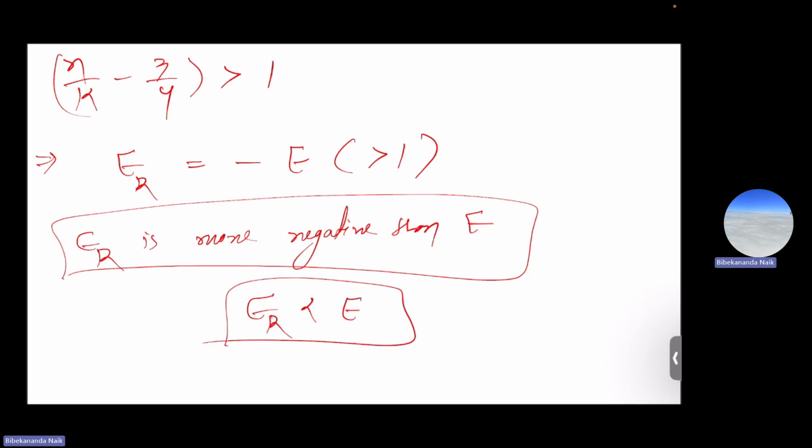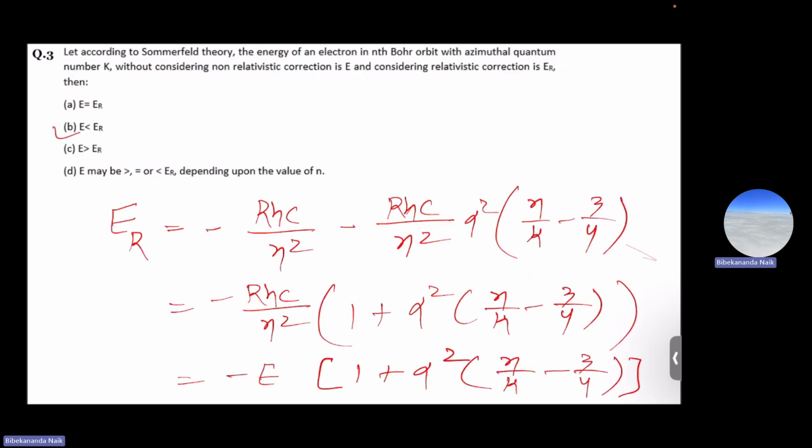So due to Sommerfeld's modification, suppose this was Bohr's energy, then Sommerfeld's energy level will be a bit lesser. So this is Bohr, then this is Sommerfeld, like that. So ER is less than E. Sorry, ER is less than E. So we need to change.